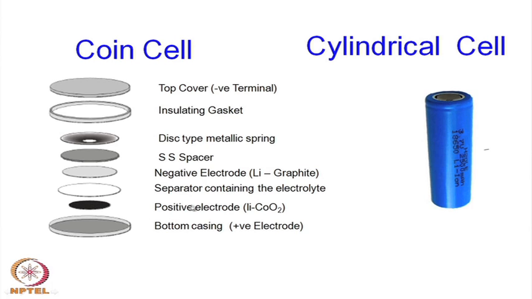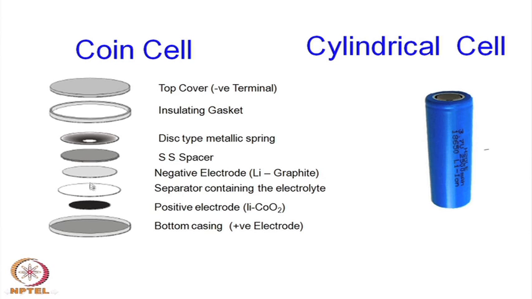This is your positive electrode, lithium cobaltite, that means the cathode. This is the cathode, and this is the negative electrode. So this is basically the single cell. You have a very thin separator containing the electrolyte. This is a very fine layer of graphite, and this is the cathode layer, the positive electrode, and they are all sandwiched between these two casings.